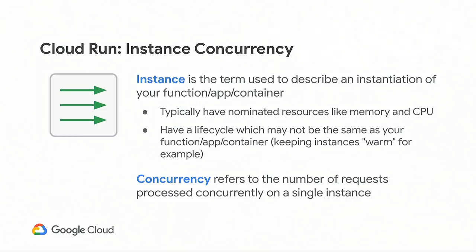Okay, I want to sidebar just quickly to talk about concurrency. When we use the term instance, that's what we use to describe an instantiation of your function app or container in this case. It's typically where you nominate resources like memory and CPU. Importantly, it has a life cycle that might be beyond your request. So we'll create an instance, you send a request to it, we serve the request. That doesn't mean we instantly kill the instance because, of course, another request might be coming and we want to save that cold start time. So an instance has its own life cycle. And then concurrency, the way we refer to it, is the number of requests processed at the same time on a single instance.